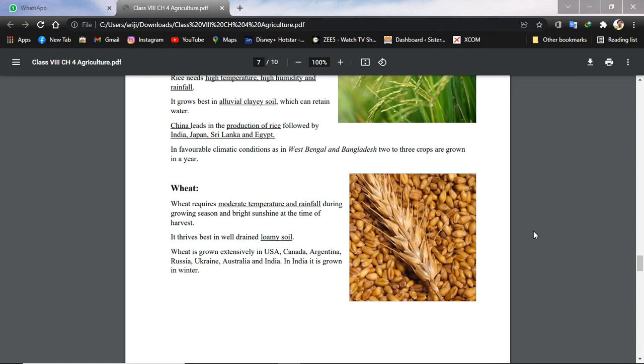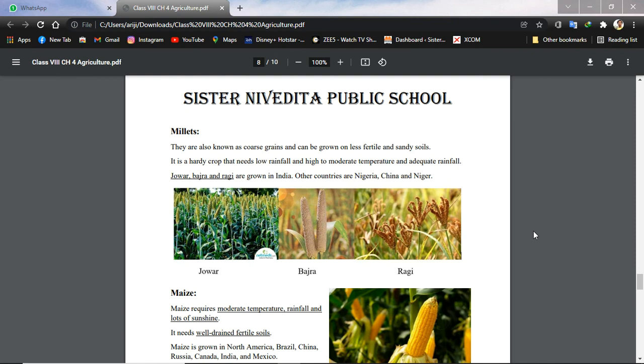Okay, remember it, loamy soil, L-O-M-Y, loamy soil. Wheat is grown extensively in the USA, Canada, Argentina, Russia, Ukraine, Australia, and India. In India it's grown in the winter season. I'll tell you, the winter season is the favorable condition for growing wheat, because at that time the moderate temperature and moderate rainfall are present, and we can also find bright sunshine. So next one, it is the millet.